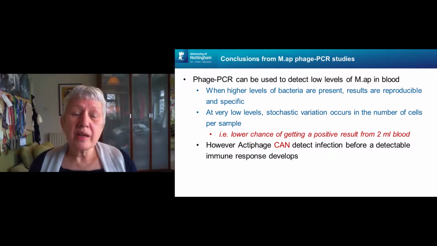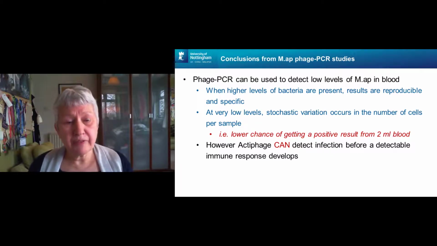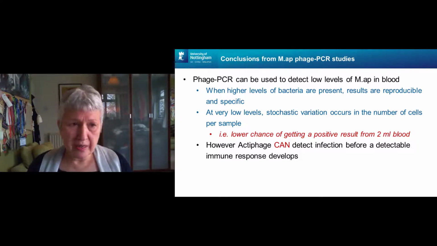However, we also were seeing this pattern where the Actiphage could detect infection before an immune response was developing.